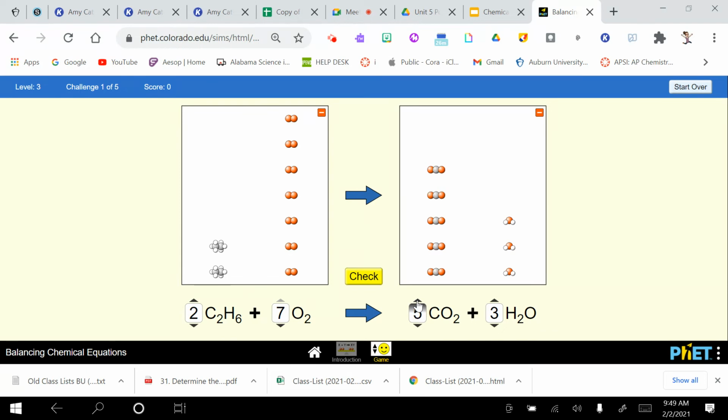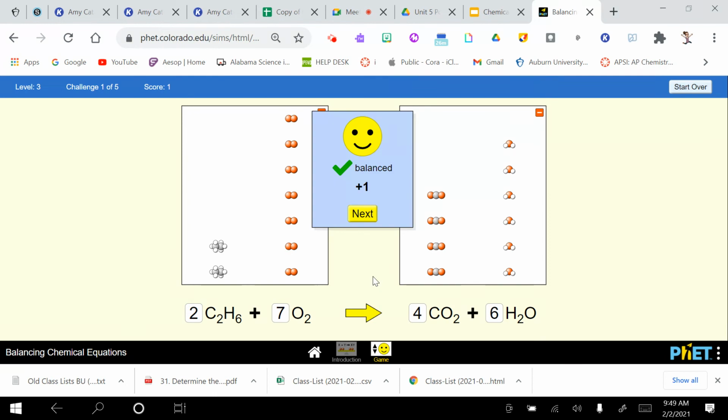What does that mean? Whoops. Means you got it wrong. No, it says it's not simplified. That means you've got to reduce the numbers down to the smallest whole number ratio. Yay, there we go. Got it right.